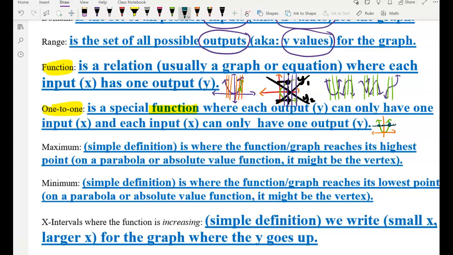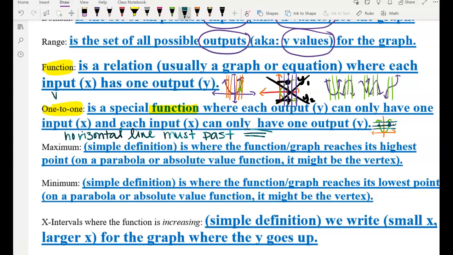So if we were to give you a graph, a one-to-one means if we were to draw a horizontal line test, okay, so the horizontal line test must pass. That means if we make a horizontal line on the graph, it can only intersect the graph once. But again, it has to pass the function test first.